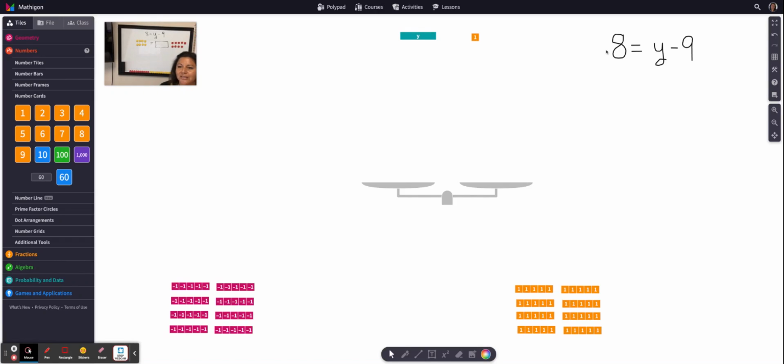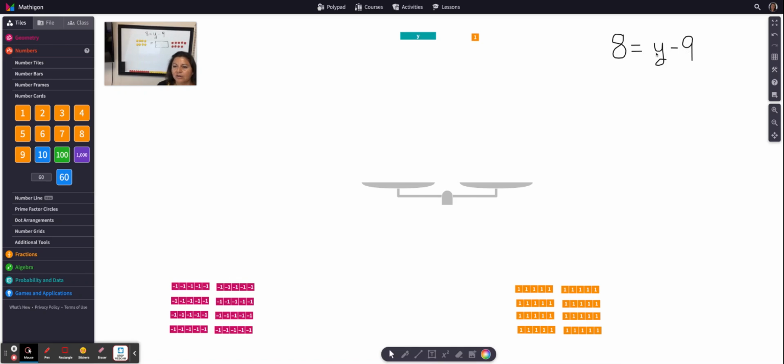So today we're going to look at the equation 8 is equal to y minus 9. Just like in the previous examples that we have worked with, the goal is to leave y by itself. We say, let's isolate the variable, right? We have the left side and the right side of the equation that's being separated by the equal sign.